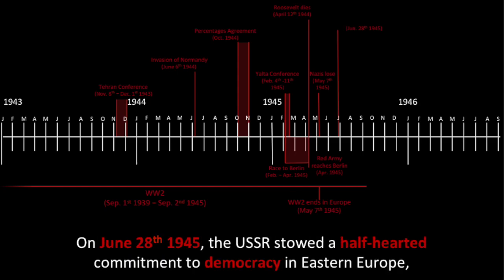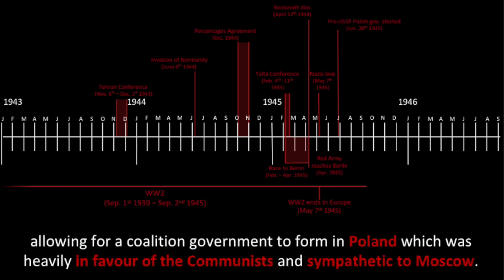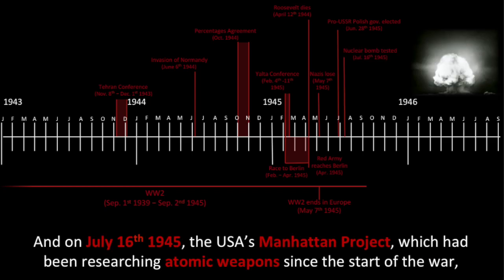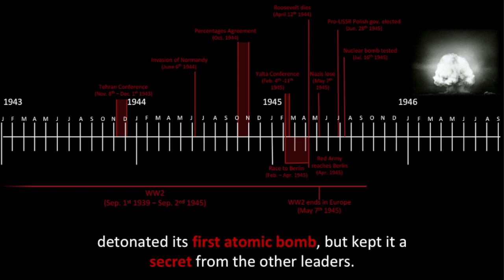On June 28, 1945, the USSR showed a half-hearted commitment to democracy in Eastern Europe, allowing for a coalition government to form in Poland, which was heavily in favour of the communists and sympathetic to Moscow. And, on July 16th, the USA's Manhattan Project, which had been researching atomic weapons since the start of the war, detonated its first atomic bomb, but it kept it a secret from the other leaders.